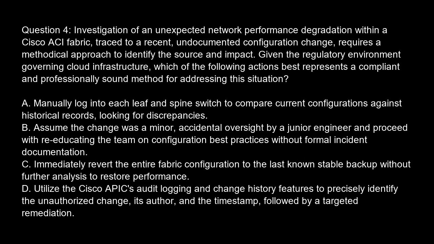Option A. Manually log into each leaf and spine switch to compare current configurations against historical records, looking for discrepancies. Option B. Assume the change was a minor, accidental oversight by a junior engineer and proceed with re-educating the team on configuration best practices without formal incident documentation. Option C. Immediately revert the entire fabric configuration to the last known stable backup without further analysis to restore performance. Option D. Utilize the Cisco APIC audit logging and change history features to precisely identify the unauthorized change, its author, and the timestamp, followed by a targeted remediation.